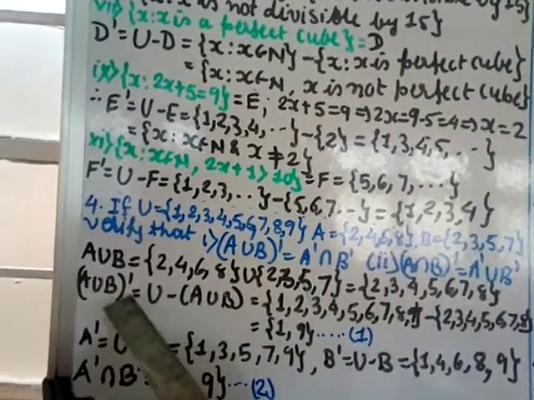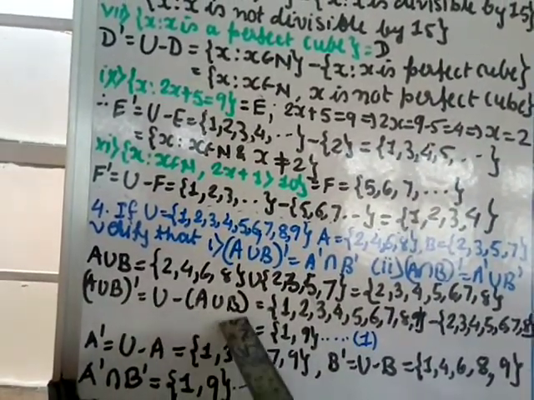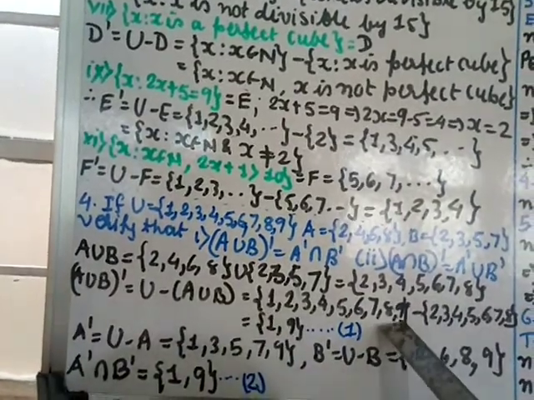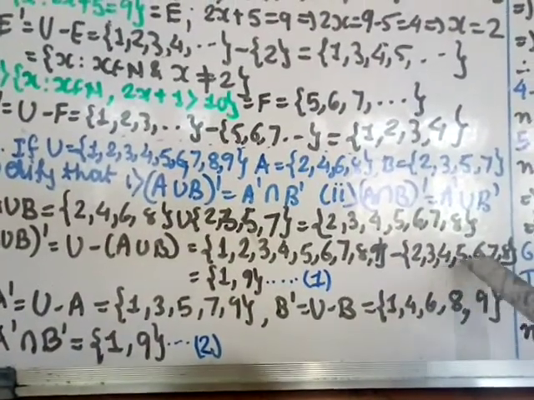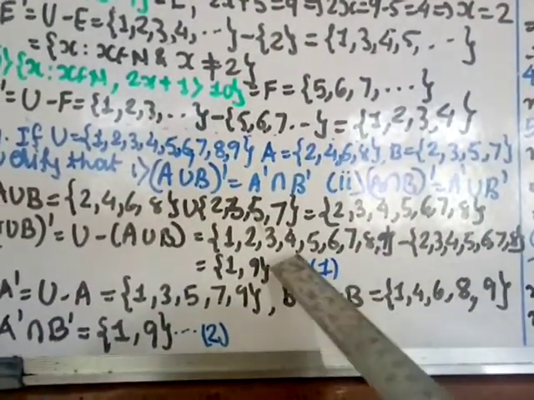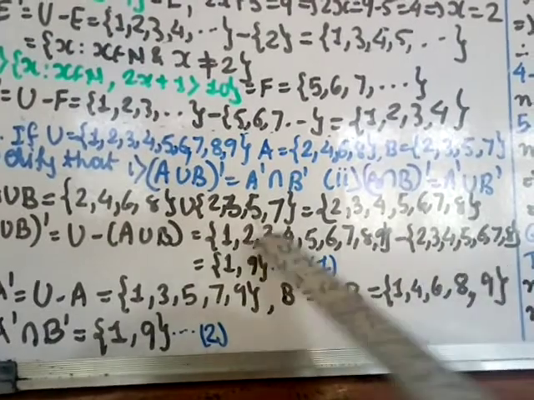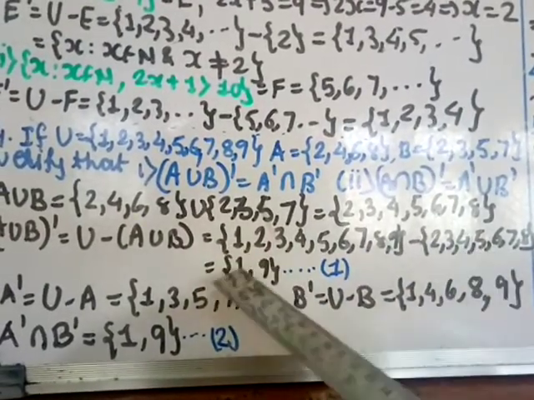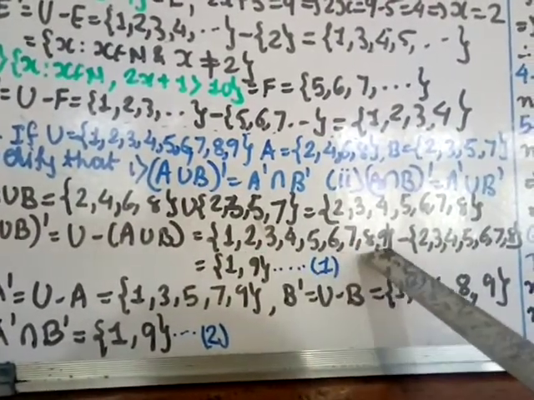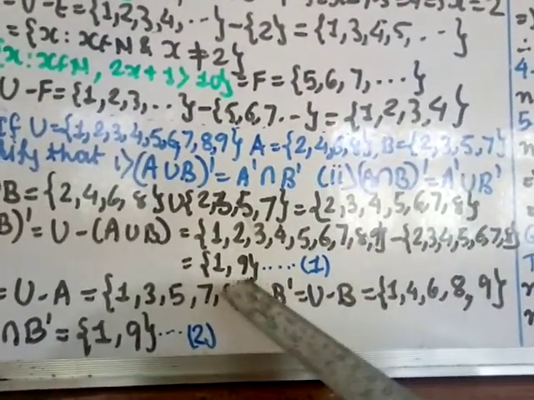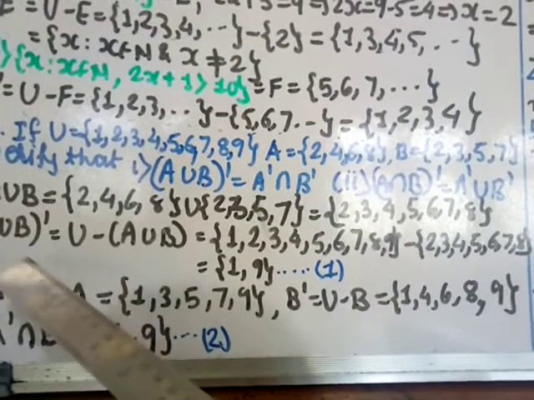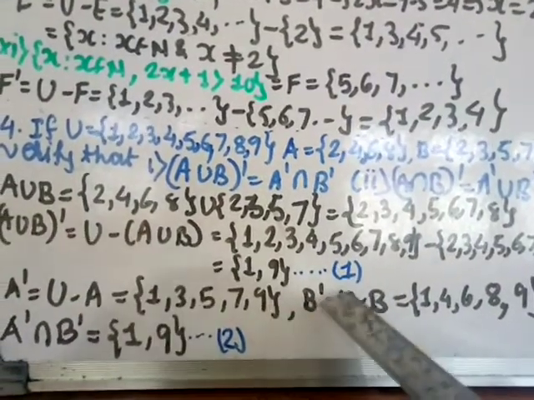And (A union B)' is equal to U minus (A union B). U is 1 to 9, and A union B we have found here. So put here minus A union B, 2, 3, 4, 5, 6, 7, 8. Only you have to exclude all these elements from here. So 1 is not there, so we will take 2 to 9; 2 to 8 all are there. Only 9 is not there. So 1 and 9 will be (A union B)', that is called number 1.